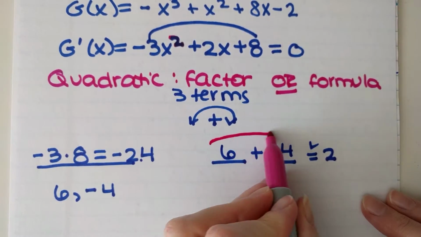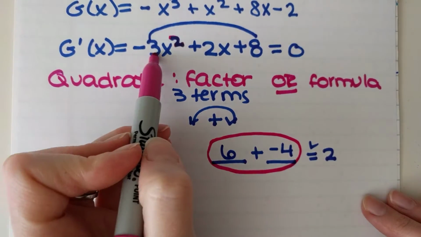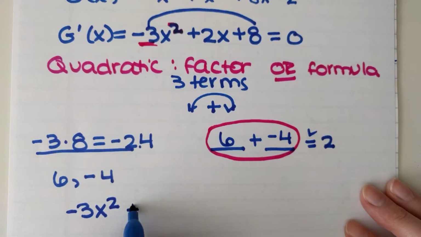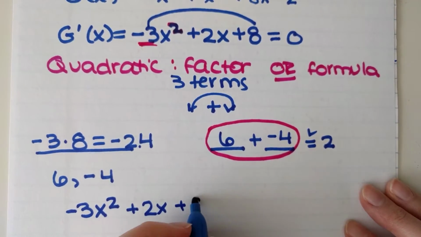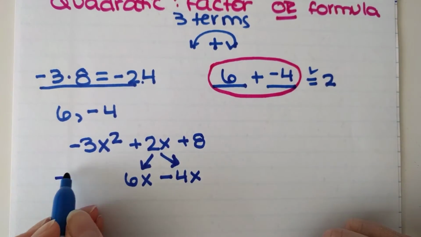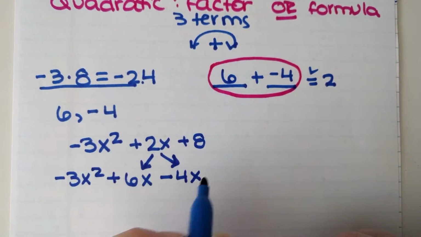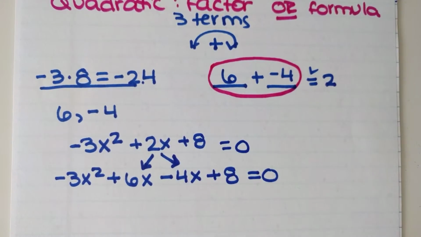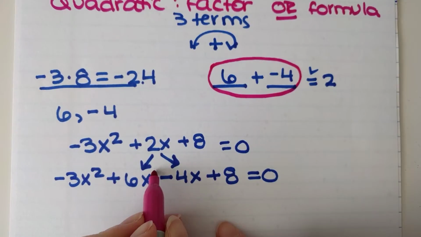Now, with this combination, we then need to split up our middle term because we have this negative 3x squared. It's not just a 1. So what we do is we go back to the original polynomial, the negative 3x squared plus 2x plus 8 that we were trying to factor. And we split up the middle term of 2x into 6x minus 4x. So then we have our negative 3x squared plus 6x minus 4x plus 8, setting that equal to 0. Now, with this particular factoring method, we're using the AC method.